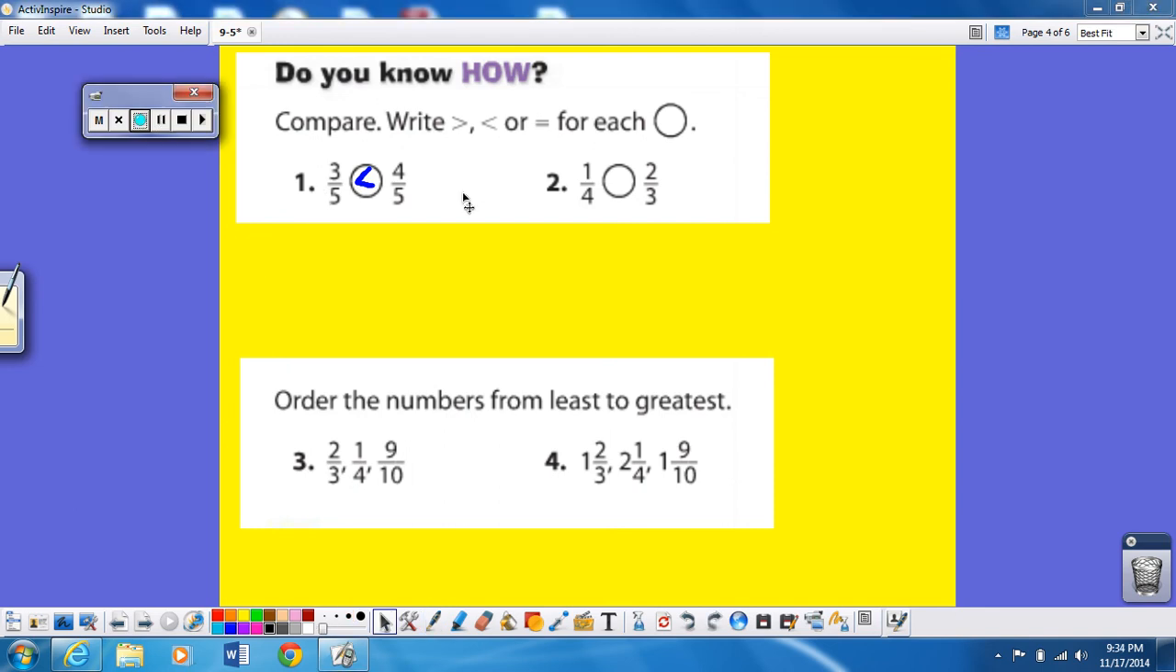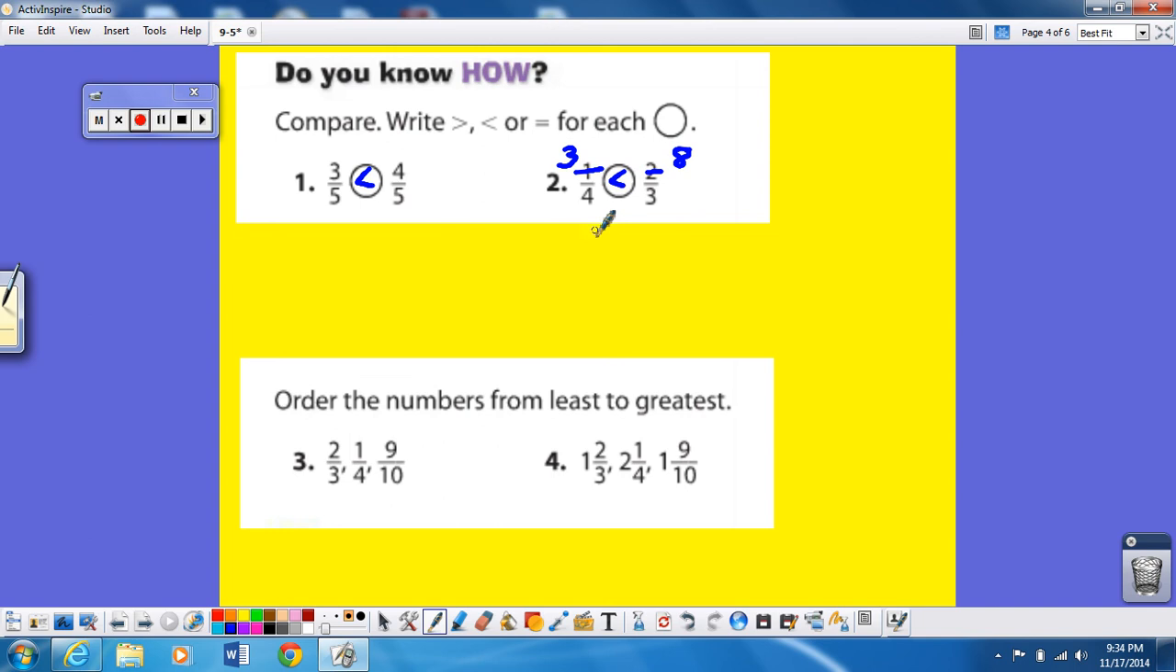Now, let's look over here at 1/4 and 2/3. Because the denominators are different, we have one of 2 choices. We can cross multiply if we want to do it quickly, or we can come up with a common denominator. I'm going to choose on this one to cross multiply. 3 times 1 is 3. So my new numerator is 3. 4 times 2 is 8. I know that 3 is less than 8, so that tells me 1/4 is less than 2/3.